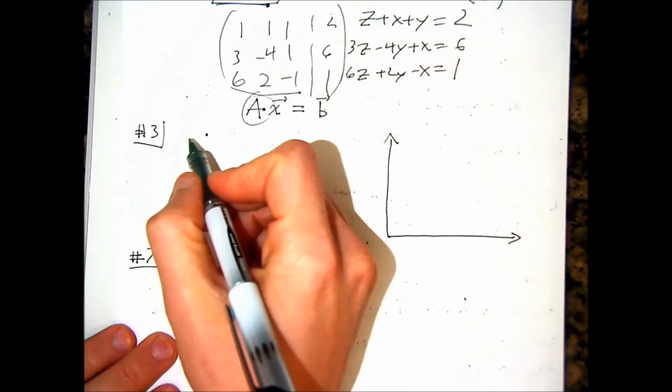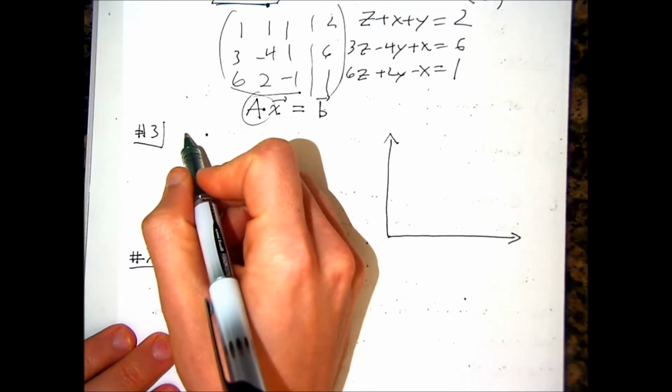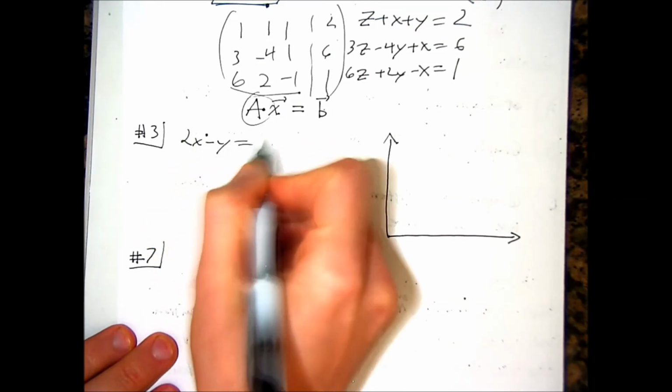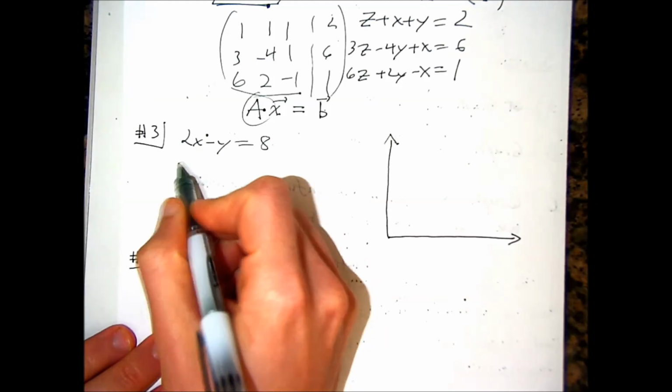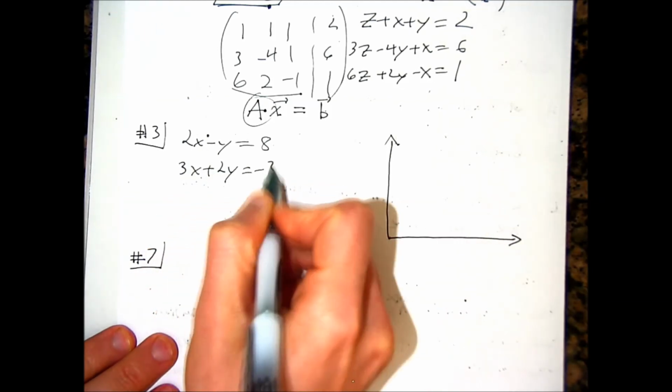So number 3 on page 397 says 2x minus y equals 8, 3x plus 2y equals -3, and they want us to match these equations. They have A, B, C, D here. They have 4 different graphs on the previous page, and which one goes with it. Well, these two lines are definitely not parallel. Yeah, they're not parallel. So that means it has to be either A or D.